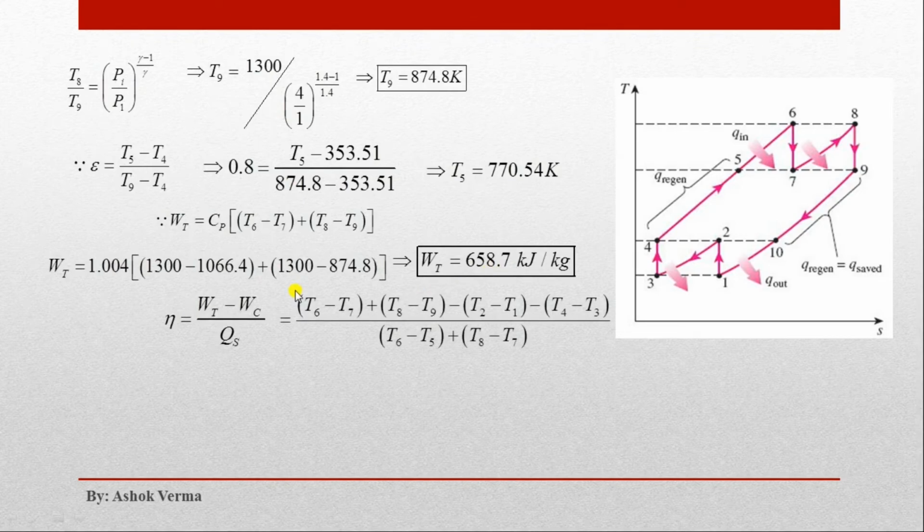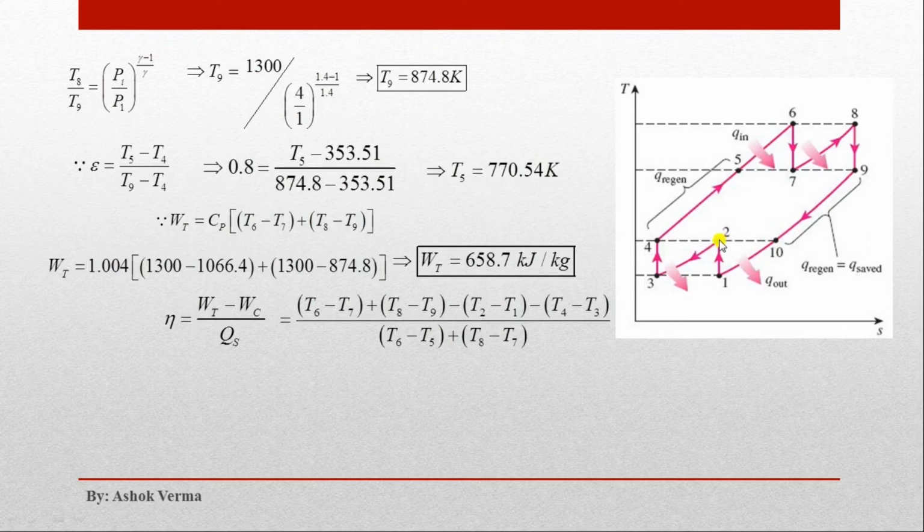And you can calculate the efficiency directly. This is your first answer, net work output from turbine, and the second one is the efficiency of the cycle. So you can calculate the efficiency of the cycle. Efficiency of the cycle will be equal to the net work output upon the net heat supply. Net work output will be Wt minus Wc upon Qs, where Wt is the expression we have calculated, and Wc will be equal to Wc1 plus Wc2.